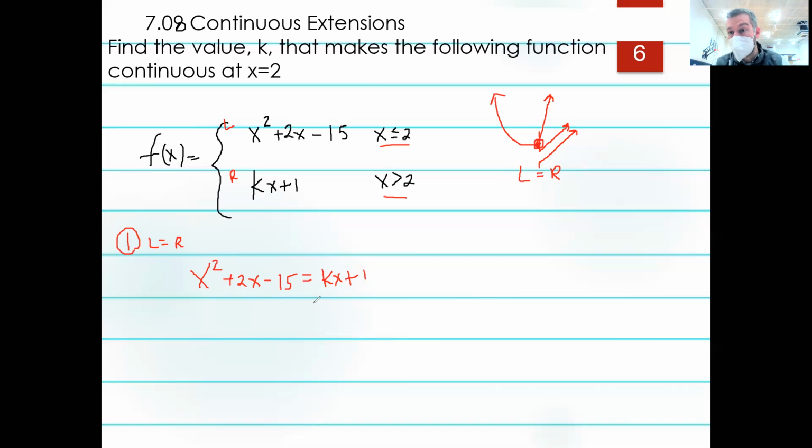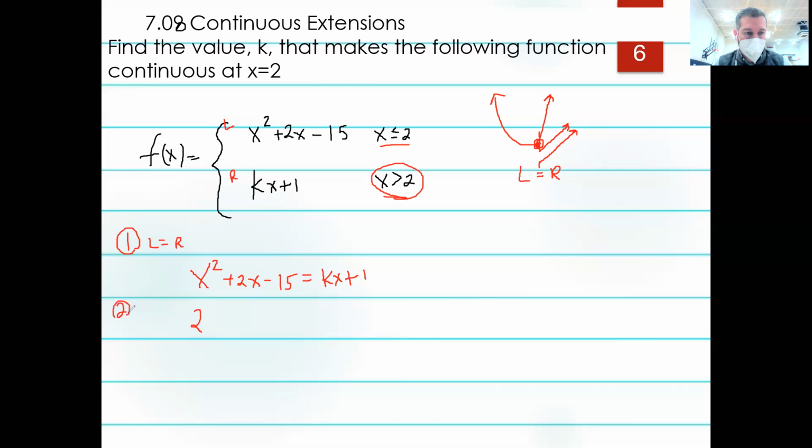Now, we have set them up to be equal, which is a great first step, something that we're driving to do here. But now what? Your brain might be thinking, well, we have two variables, we have k and x. Well, we actually know what x is supposed to be at that point. At that value, we're talking about 2. So let's plug that in.